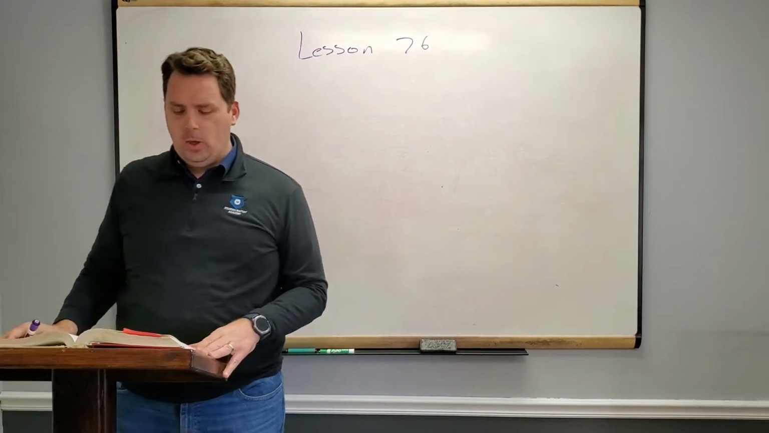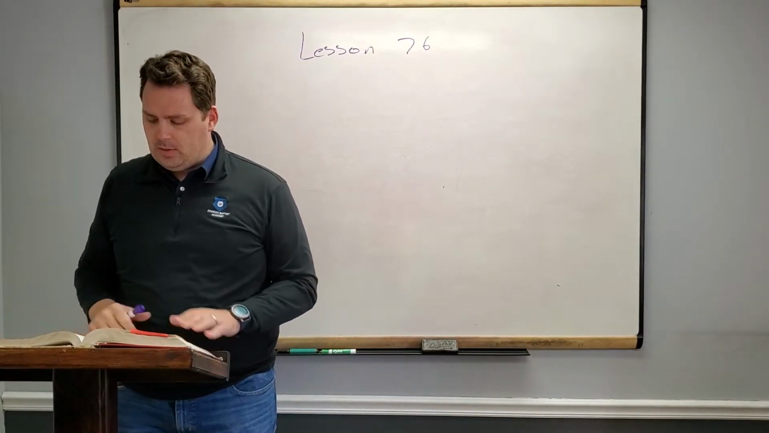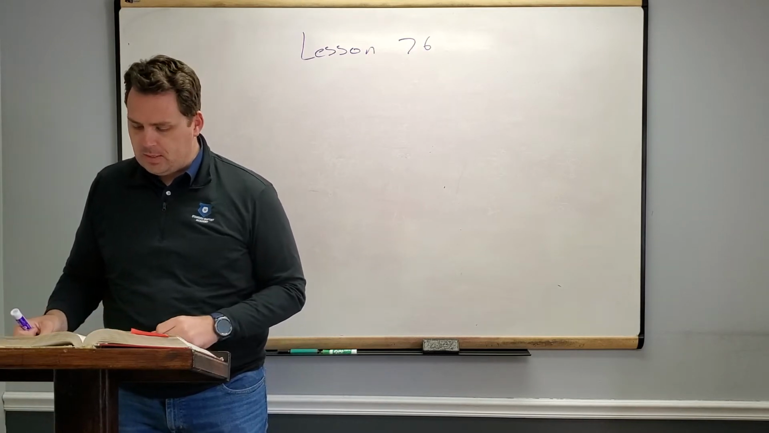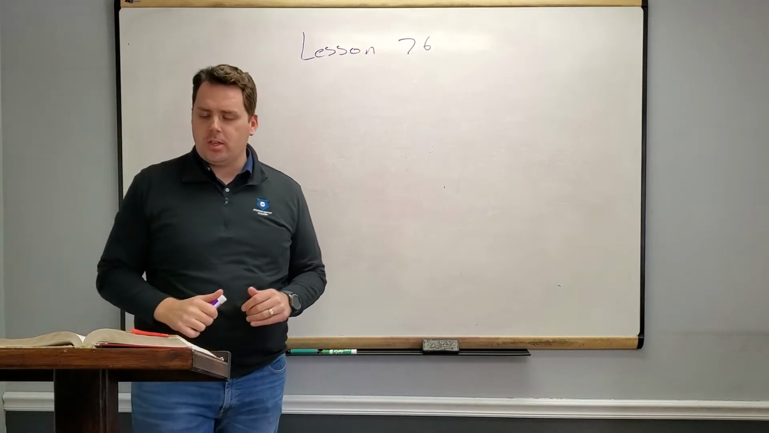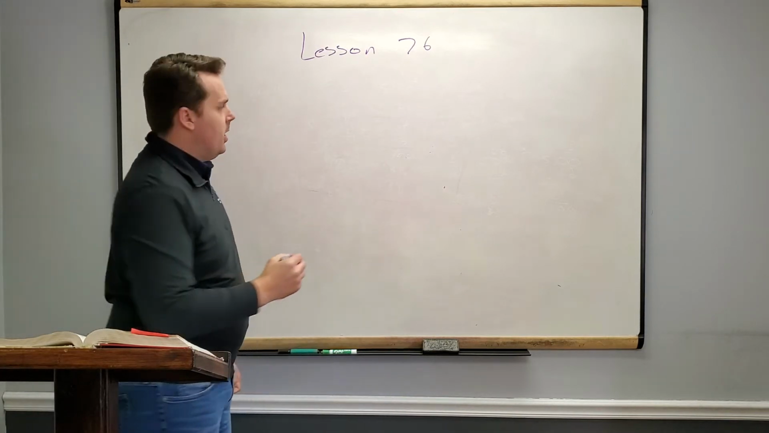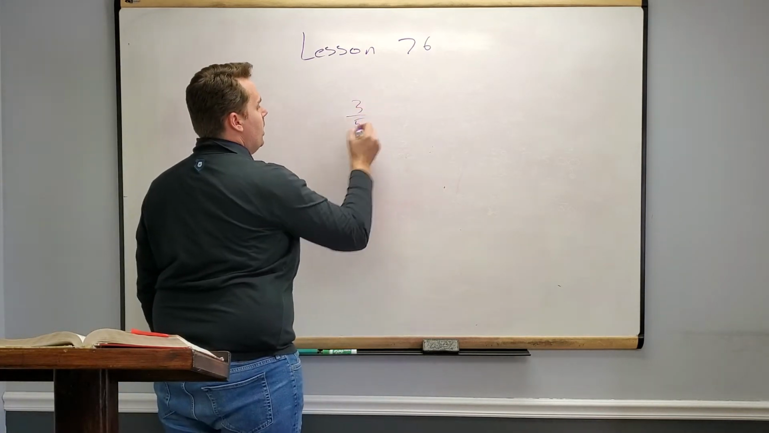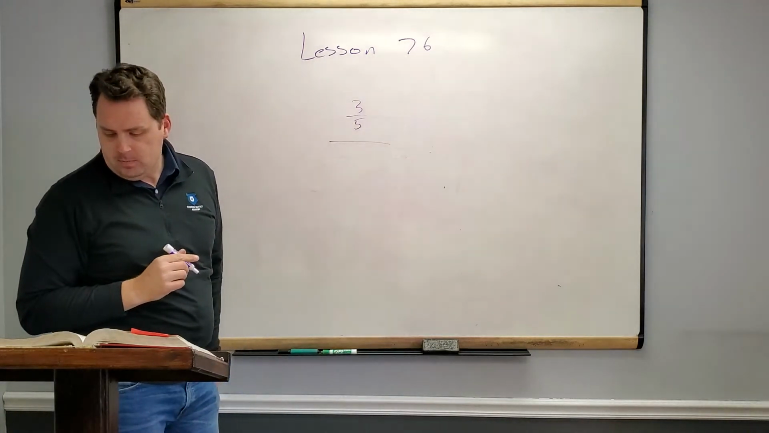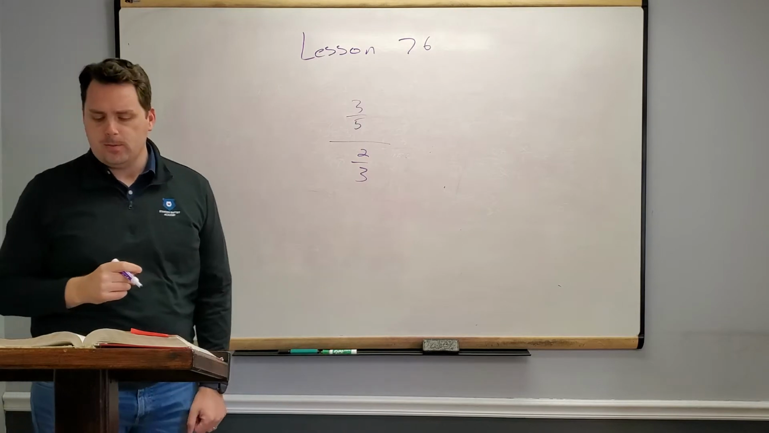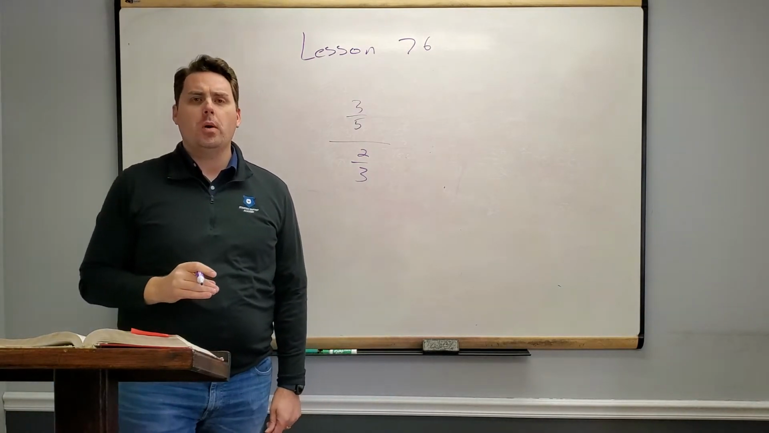All right, class, let's take a look at lesson number 76 of 7th grade math. Lesson number 76, complex fractions. Look at example number 1. I have 3/5, 3 over 5, and that fraction over 2/3. 3/5 over 2/3. Remember, every fraction is what kind of problem?